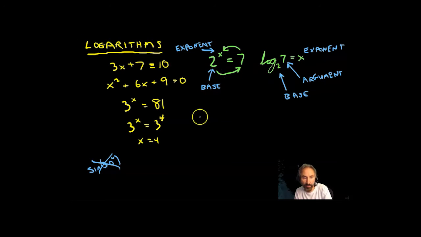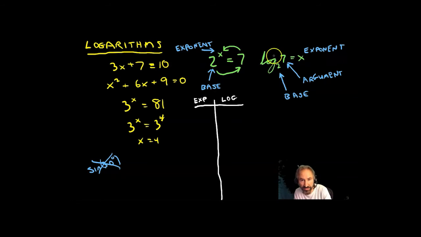So what I like to do is make a table and convert back and forth. So that's what we're going to do. We're going to make a table. And in this table, on one side, we're going to have expressions written in exponential form. And on the other side of the table, we will have expressions written in log form. So here we go. We already know 2^x = 7 can be written like this. Let's try another one that we know. This time we'll do it with just numbers. We know that 5 to the power of 2 equals 25.